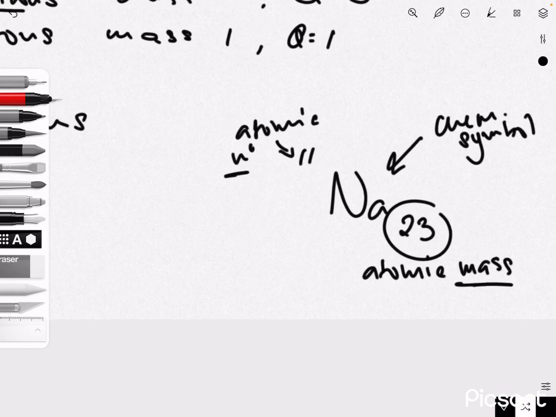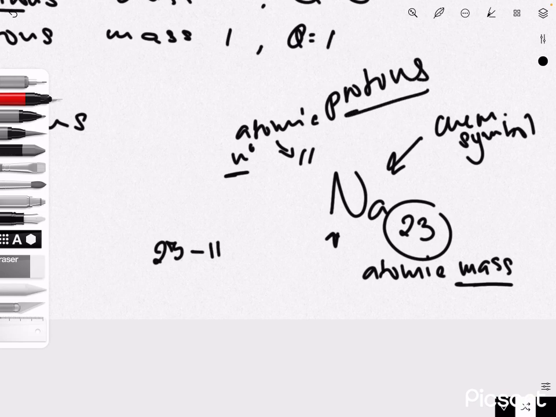Now, as we know that 23 is the atomic mass, if someone were to ask you how many neutrons this sodium has, you would take your atomic mass of 23 and subtract your atomic number of 11, because your atomic number is how many protons are present in the nucleus, and this will give you 12, which is the number of neutrons in the nucleus.